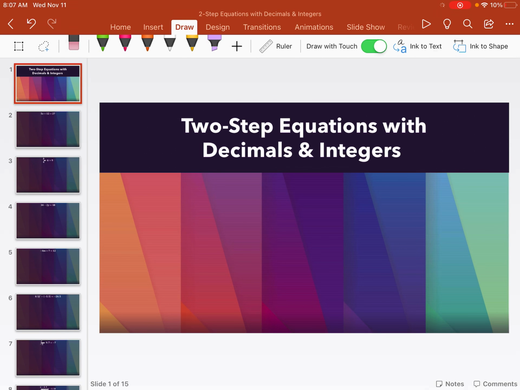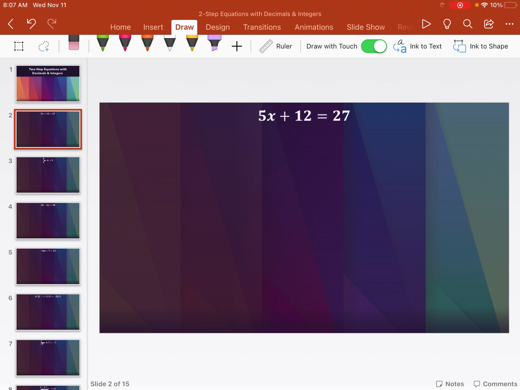All right, guys, I'm going to go through some two-step equations, and these have decimals and integers in them. So with two-step equations, we always kind of think about unwrapping a present. So think about a present that's got the wrapping paper and it's got the ribbon on it. So when you undo a present, it's a lot like undoing your two-step equations.